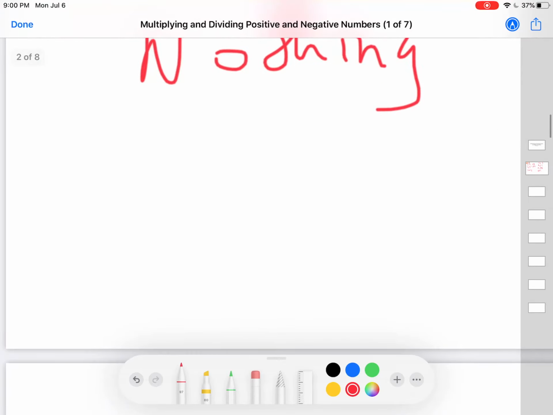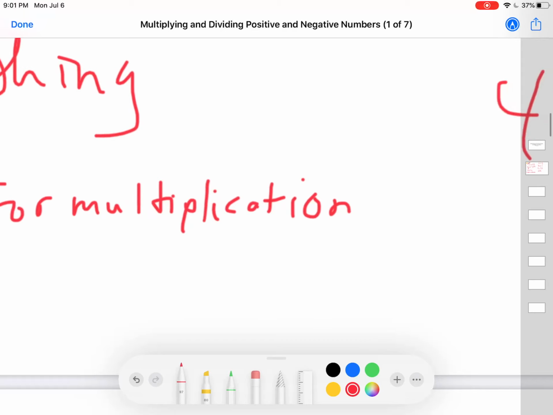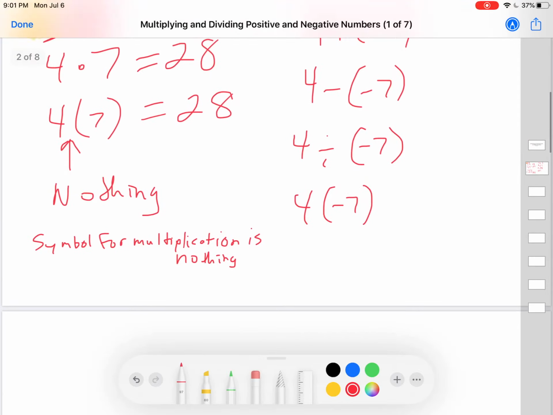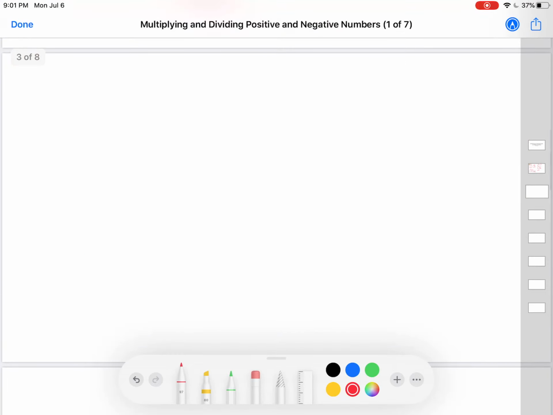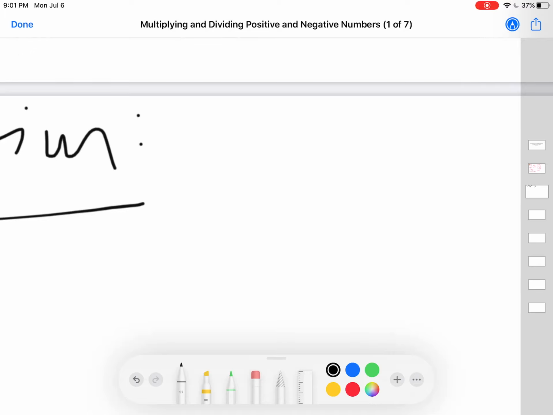So, the symbol for multiplication is nothing. When you see nothing, you know it's multiplying. Okay, so that's notation. All right, so what is multiplication? What is the definition of multiplication? Well, here is a definition of multiplication. It's actually wrong, but I'm going to write it down for now, and we're going to change it later on.